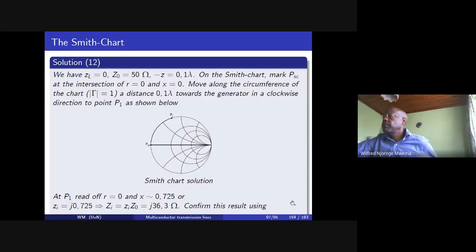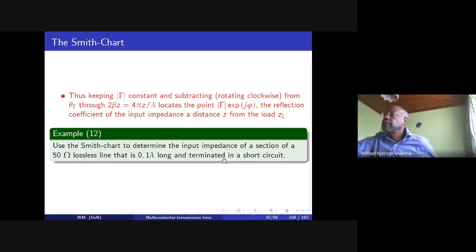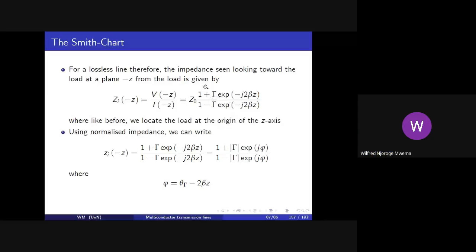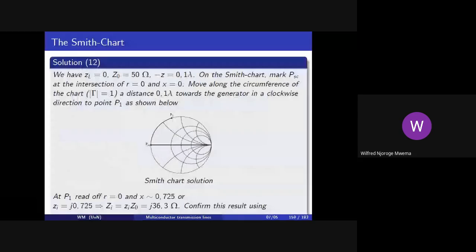So we want you to confirm this using the actual equations here. Use this equation to try and see whether you can get that value of 36.3 ohms.